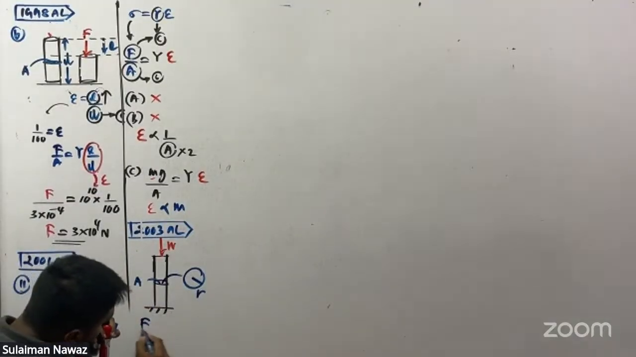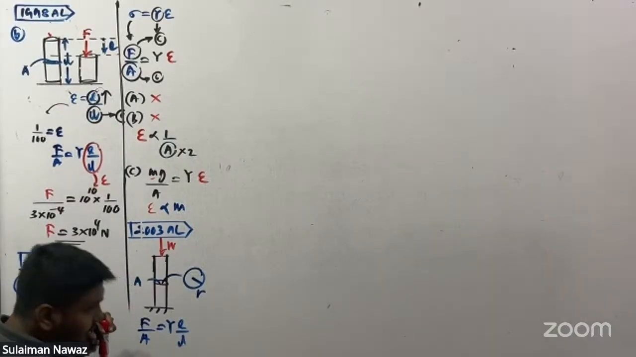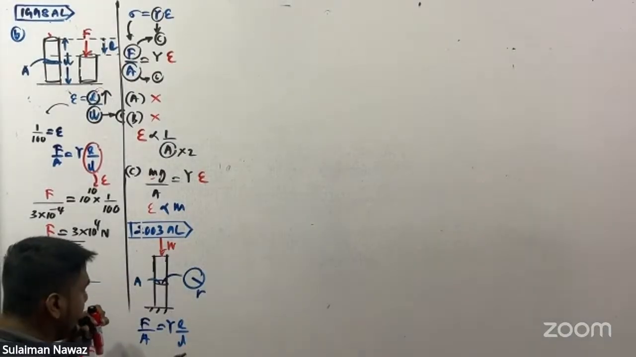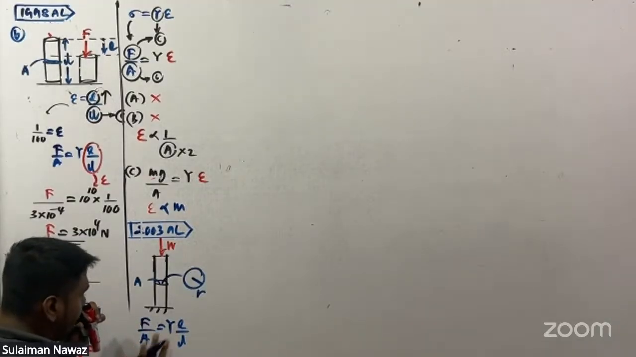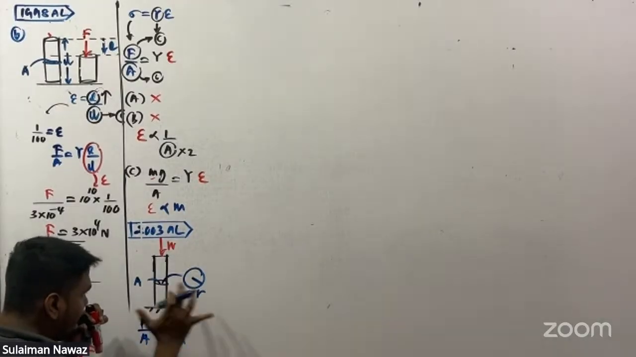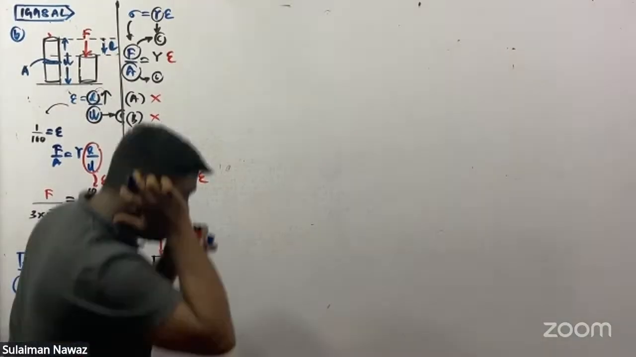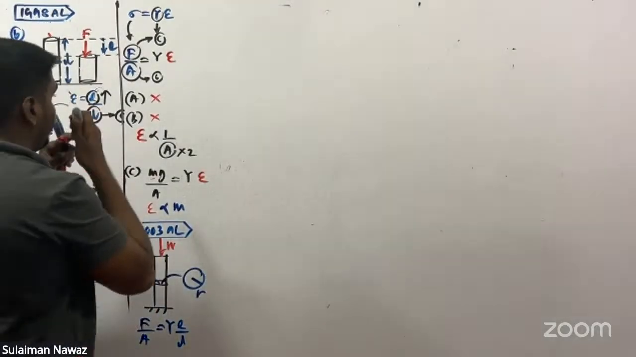F over A equals Young's modulus times e over L. It's the only equation we mainly apply. F means the weight W, A means cross-sectional area. I can write it in terms of pi r squared. Circular cross-section means I can modify this equation like this.